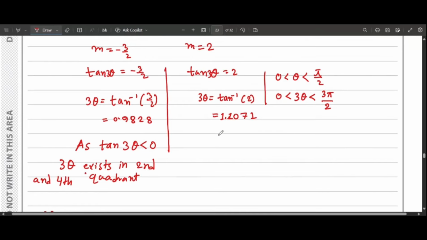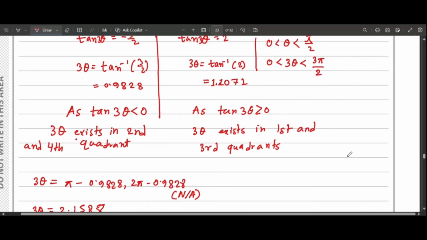For the second expression, we have 3 theta is equal to 1.1071. This is the basic acute angle for the value 2. Then we can write tan 3 theta is greater than 0. We can say that 3 theta exists in first and third quadrants. The reason is that tan is positive only in the first and third quadrants. I can mention the quadrants here.